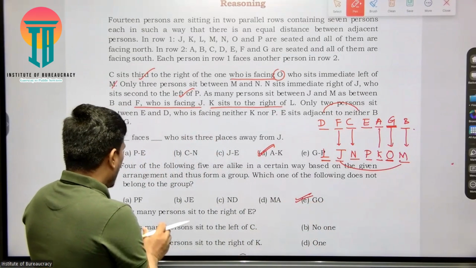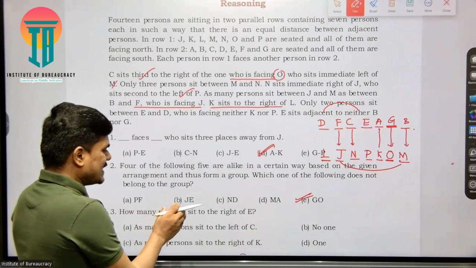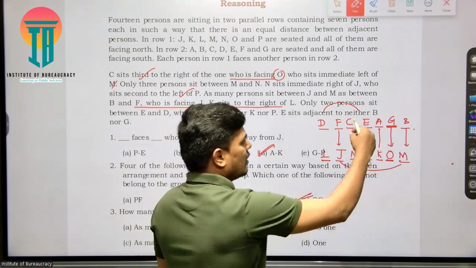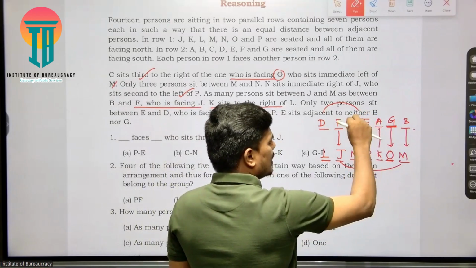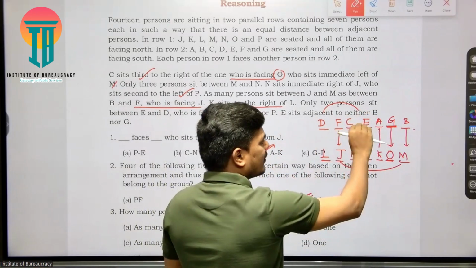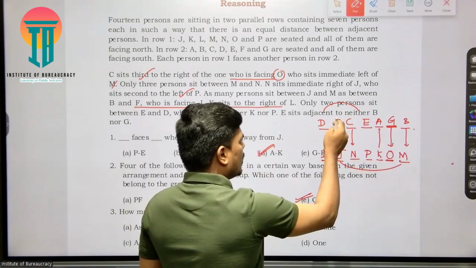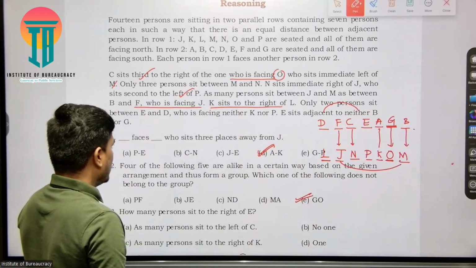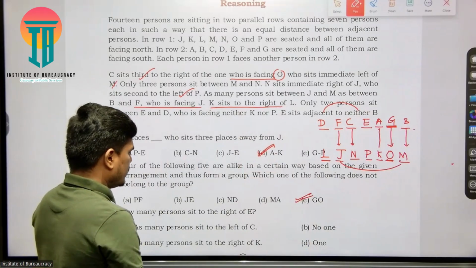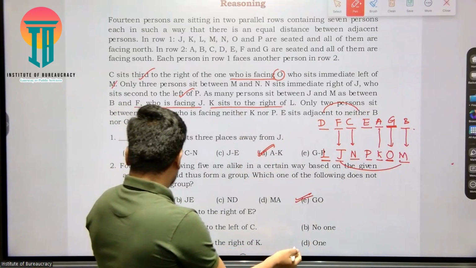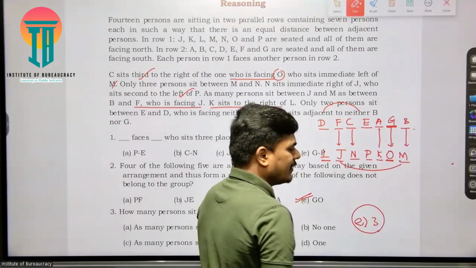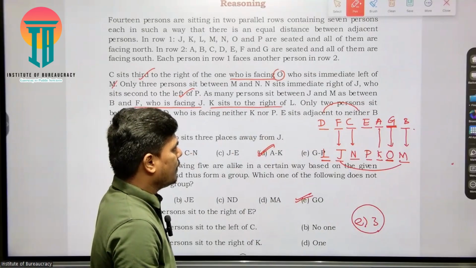How many persons sit to the right of E? For this E, this side only is right. That side is going to be left. So 1, 2, 3. 3 are sitting to the right of E. So option E is there. Option E is 3. 3 persons are sitting to the right of E.